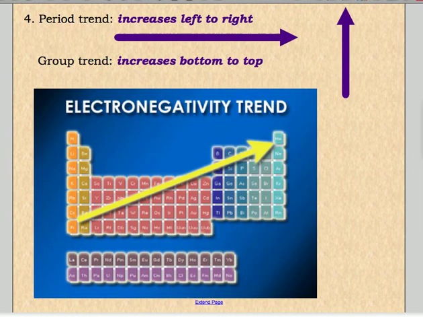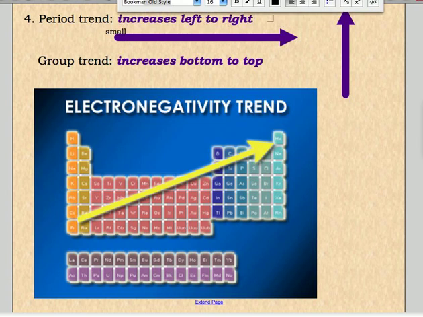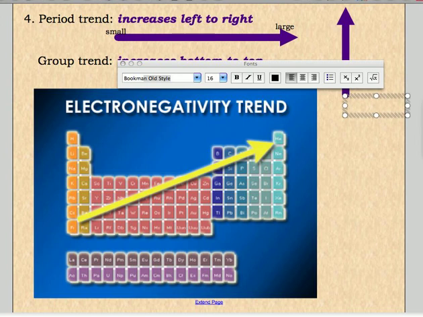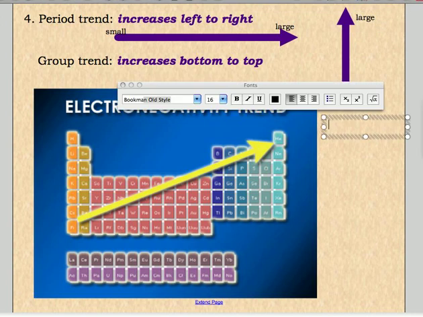Same kind of trend as our last couple. So again, on the left, you're small. On the right, you're large. On the bottom, you're small. And on the top, you are large. And then again, one more time, you probably want to write it: noble gases do not participate.